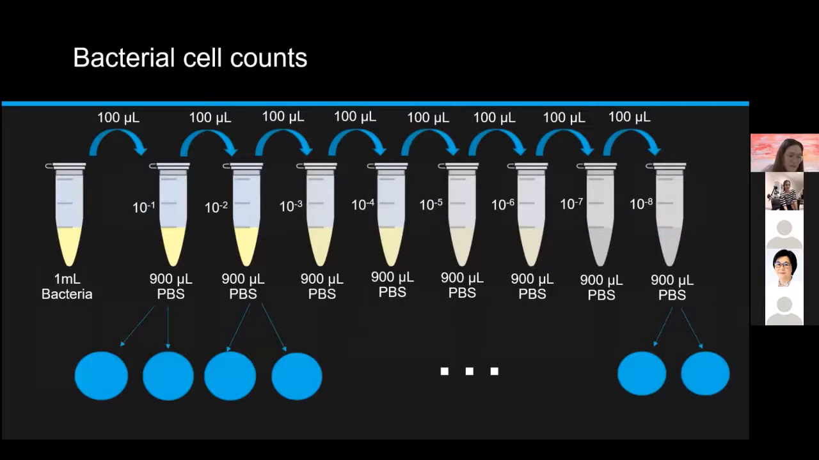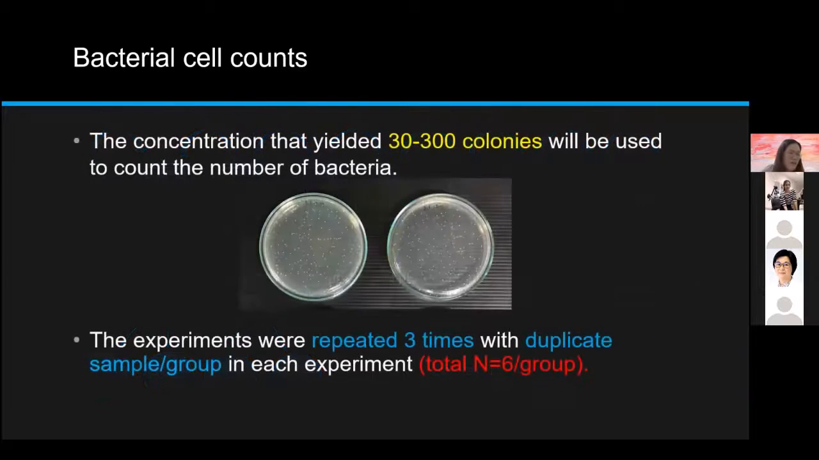The bacteria in PBS suspensions were sonicated and serially diluted from 10 to the -1 to 10 to the -8. An aliquot of 100 microliters of its concentration was then sprayed on BHI agar. The concentration that yields 30 to 300 colonies will be used to count the number of bacteria. The experiments were repeated 3 times with duplicate samples per group in each experiment, so the total N in our study is equal to 6 per group.